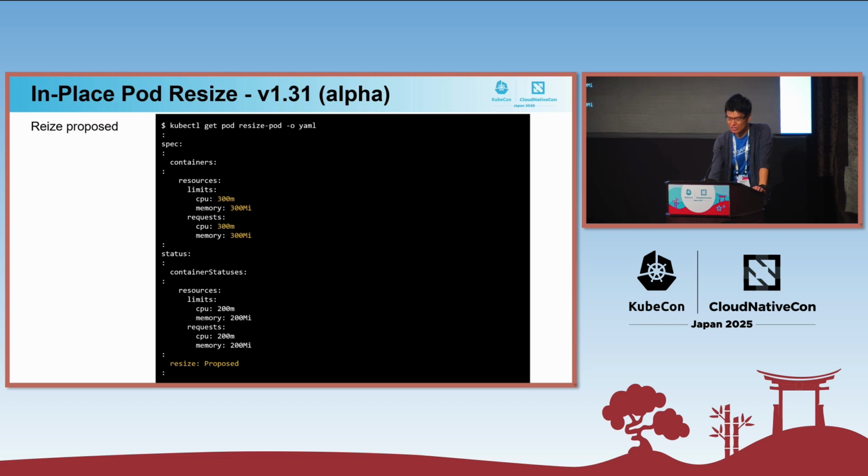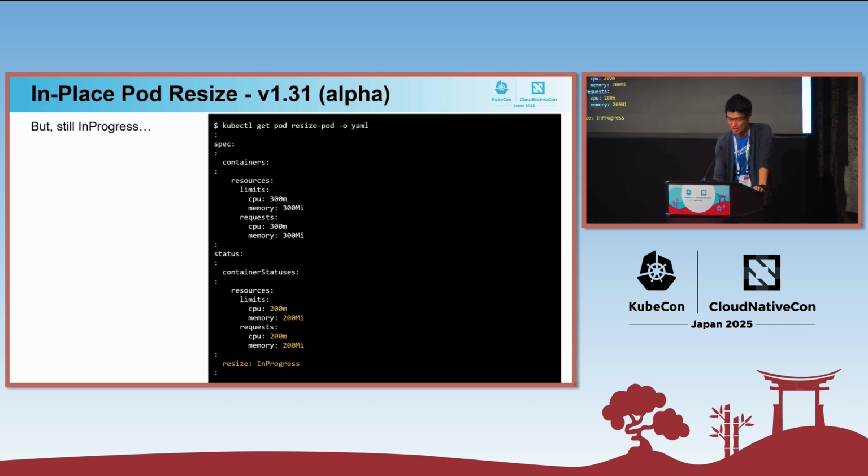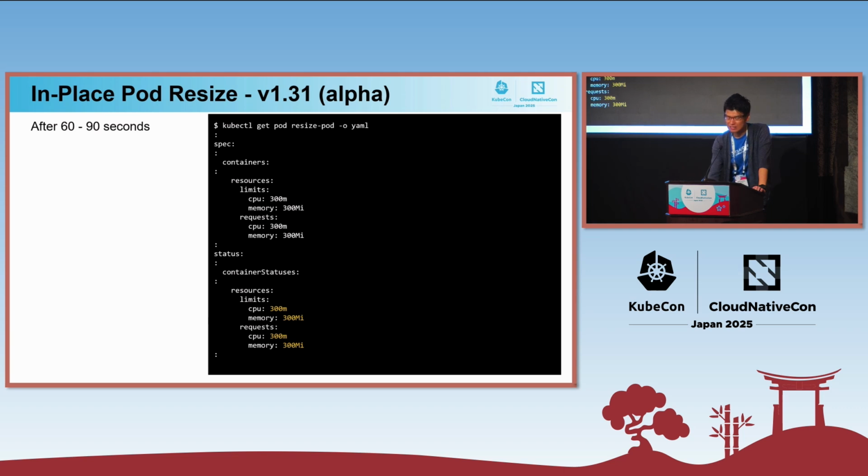Proposed is set soon after the request arrives in the API server. Then Kubelet starts pod resizing. The resize status gets into in progress. If we see the container cgroups directory, we can observe the resize took effect soon. However, the resize status is still in progress, and container resources in the status have not been updated. After 60 to 90 seconds, the resources have been finally updated. This is how a pod is resized in alpha.